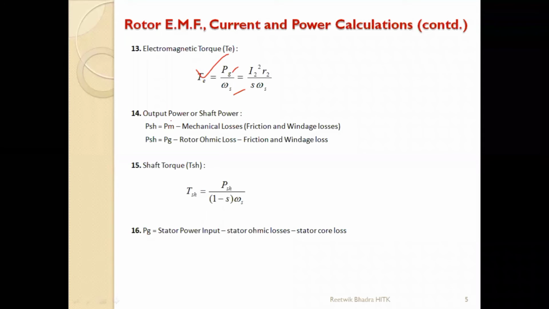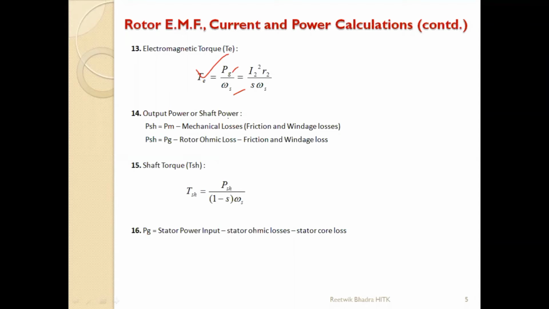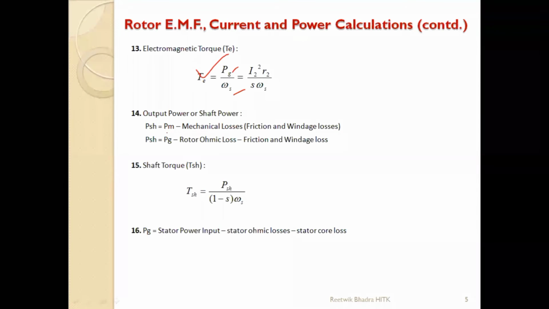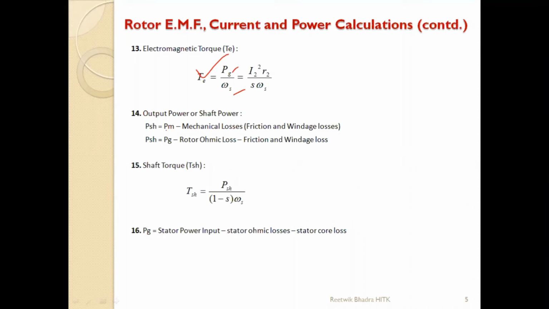Now, at the output, what will we get? This is the mechanical power we are getting. From that mechanical power, we'll subtract our losses. You will understand this when I show the diagram. Just understand the formula. If you want to find the power at the output, it is the developed power minus losses. If I'm taking mechanical power, I'll subtract my mechanical losses, which are my friction and windage losses.